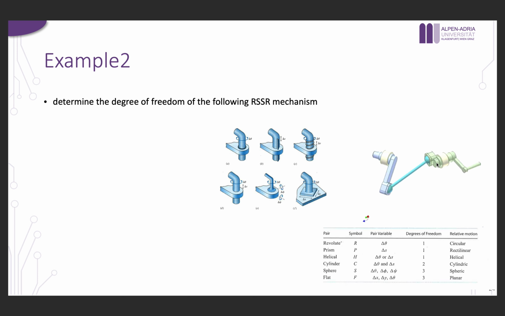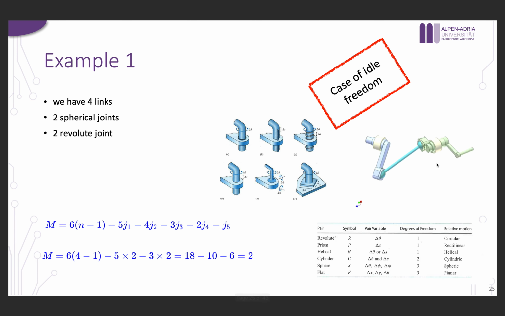Here we have a special case actually, because if we apply the formula, we would end up with 2 degrees of freedom. But this mechanism, as it's a closed mechanism, can be moved only with 1 actuator or motor. That means it actually has 1 degree of freedom, but the formula is giving me 2 degrees of freedom.